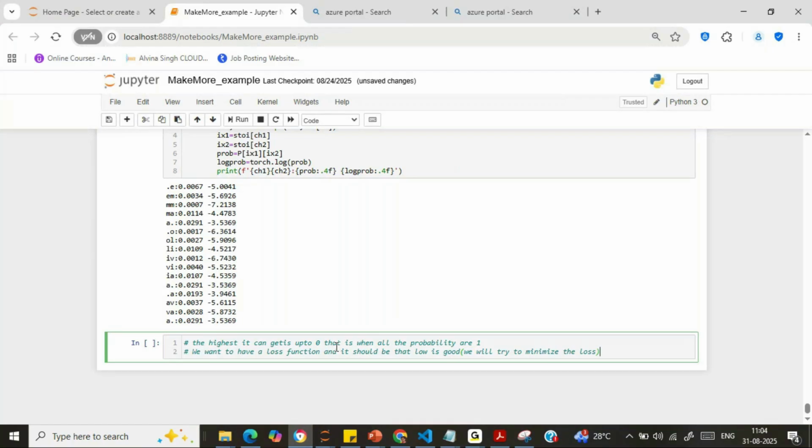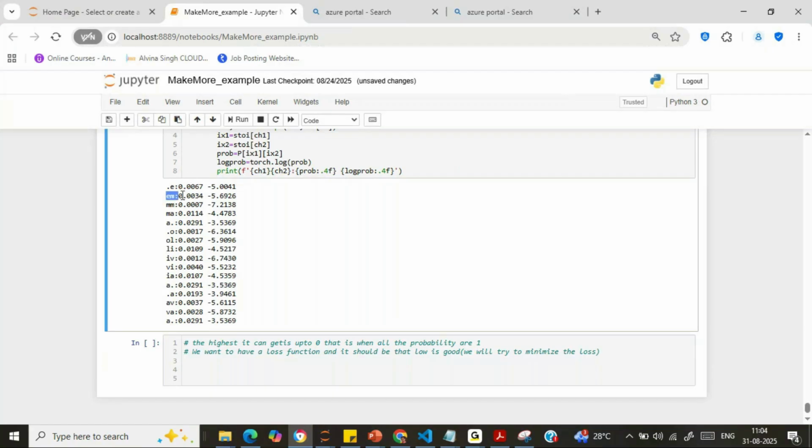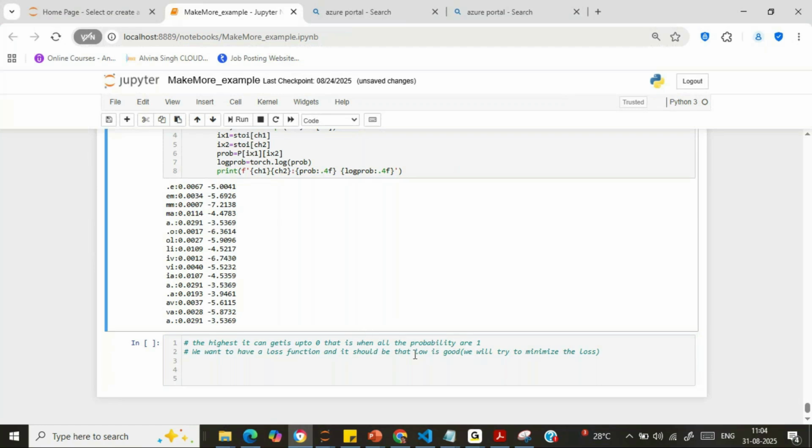Minimize the loss. Okay, so over here we are able to see that if it is towards 0, then the model is performing good. This particular combination is performing good. Over here we have done the calculation for 3 words only, but it will be done for all the words. And if it is towards 0, then the model is behaving good, and we need to keep it towards 0 only.